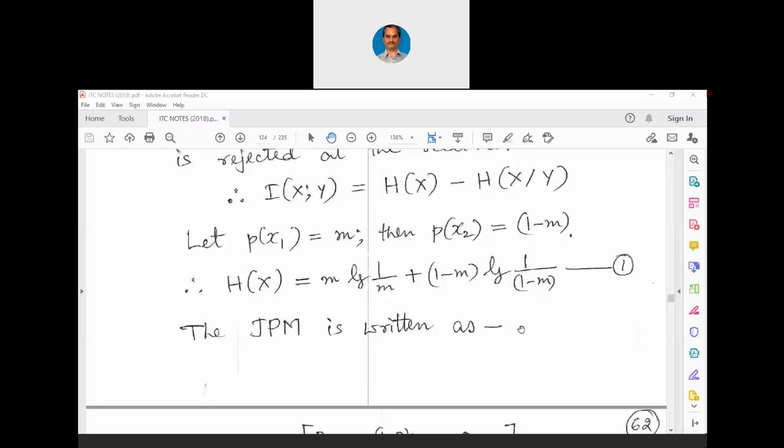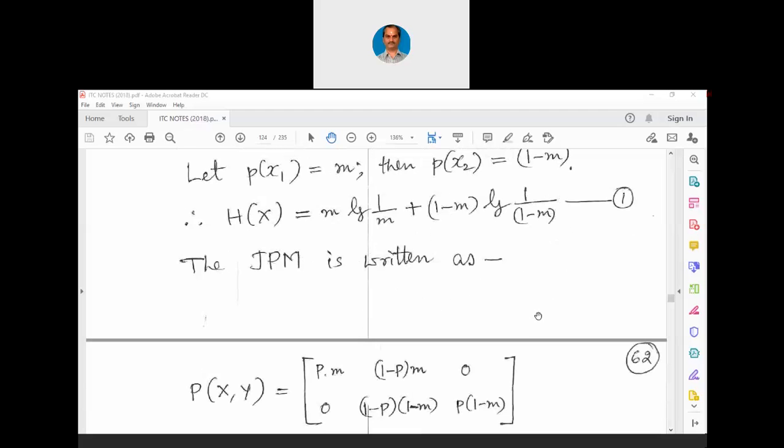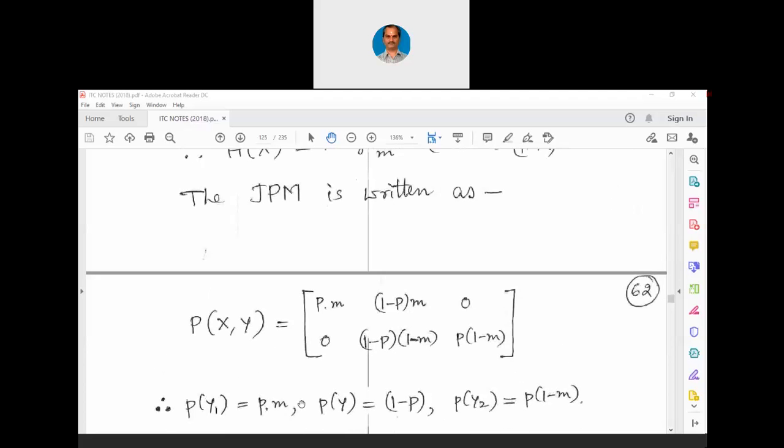Now, the JPM can be written based on this data in this manner. P(X,Y) is p times m, (1 minus p) times m, 0; 0, (1 minus p) times (1 minus m), p times (1 minus m). This way we have obtained the JPM for the binary erasure channel. Now, P(y1) is p times m, P(y) is 1 minus p, P(y2) is p times (1 minus m). From the joint probability matrix itself, we have obtained the probabilities for all the three symbols.